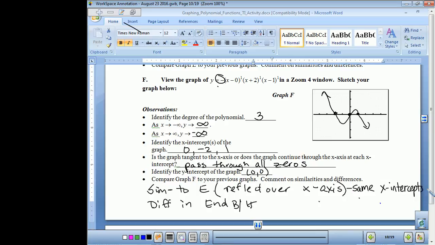We have the same x-intercepts. We have the same degree, but because it's negative here, this time we're rising to the left and falling to the right. So the end behavior rises to the left, so as x approaches negative infinity, y approaches positive infinity. And it falls to the right. As x approaches positive infinity, y approaches negative infinity. And then it's going to pass through all of those intercepts. X-intercepts. That's what I should have said instead of zeros of the function. I'm going to say x-intercepts.